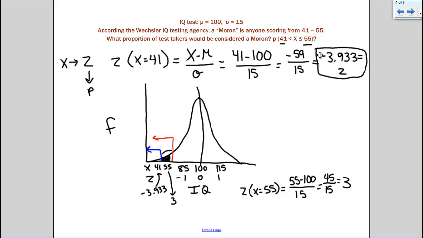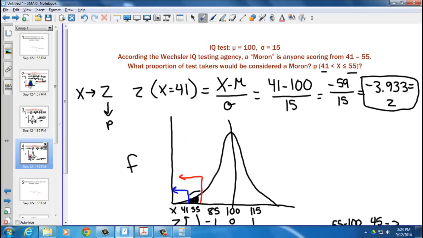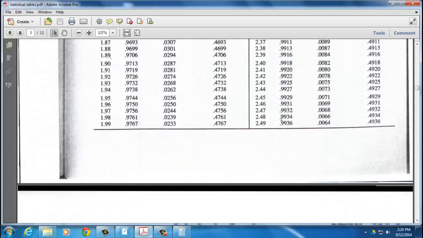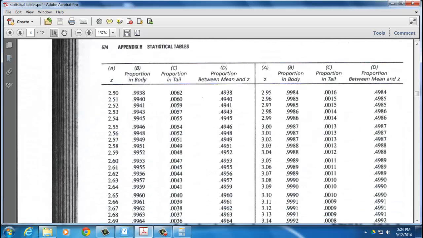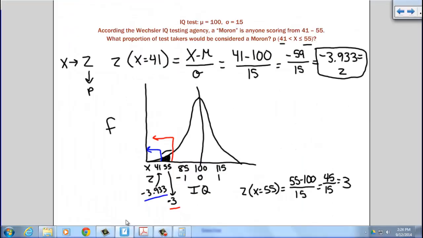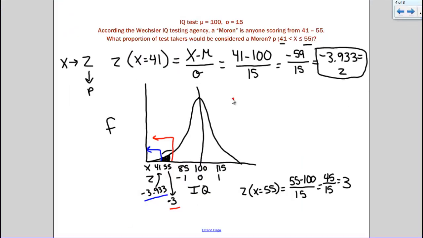So let's first find the proportion in the tail for a z-score of 3 and then subtract the proportion in the tail for a z-score of 3.933. And let's add that negative there. But remember, there are no negatives in the table. So we're going to find 3 in the unit normal table and look for the proportion in the tail. For a z-score of 3, the proportion in the tail is 0.0013. That's the proportion of scores in the tail to the left of a z-score of negative 3.